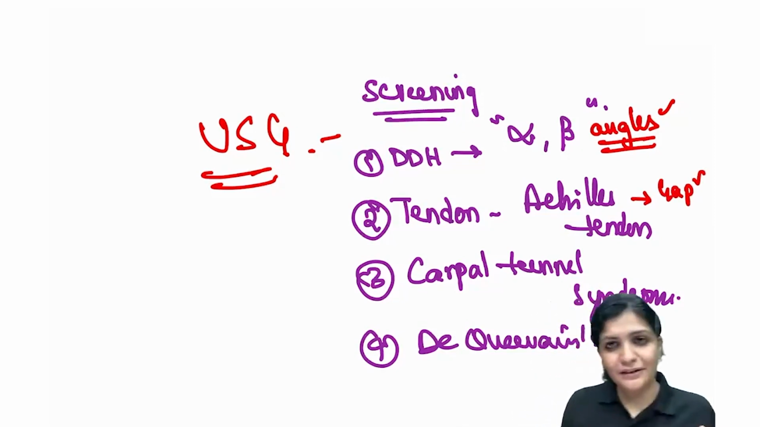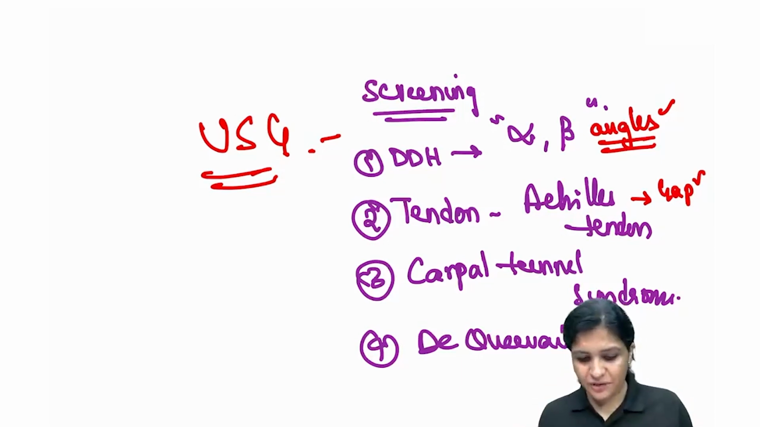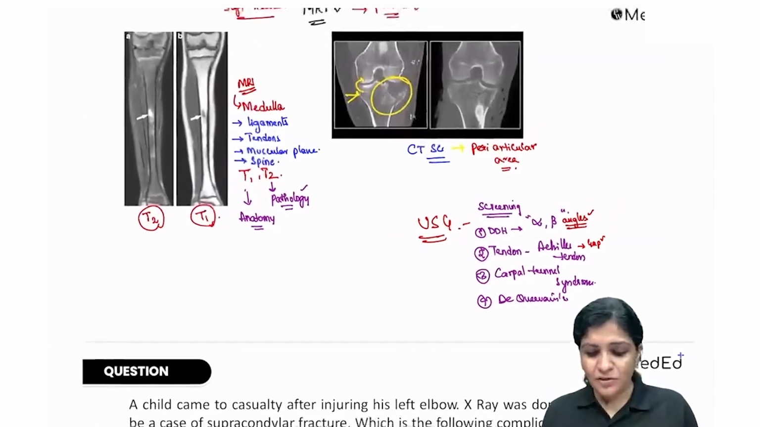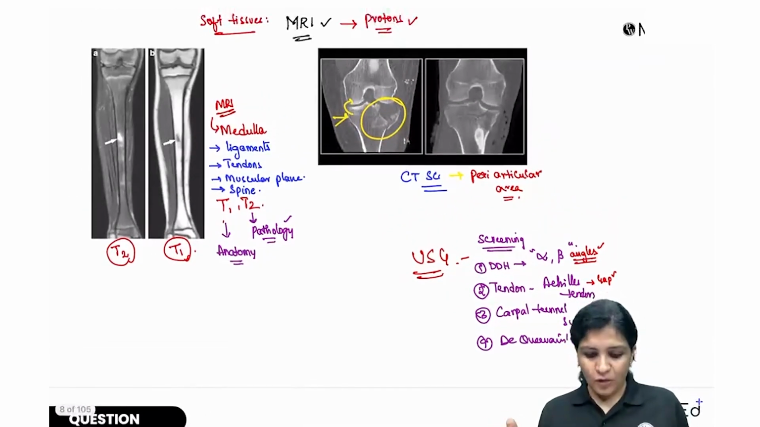And then there is carpal tunnel syndrome. You can comment upon the effusion, or if there is any increase or decrease in the volume of the contents, you can see it on the ultrasound for the carpal tunnel. Similarly for De Quervain's tenosynovitis. So these are the various examples of investigations and diagnostic modalities which can be used in orthopedics.